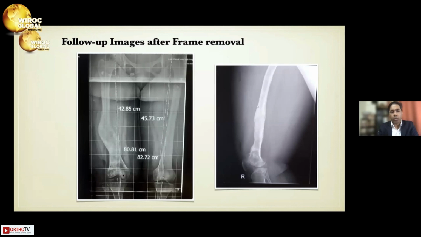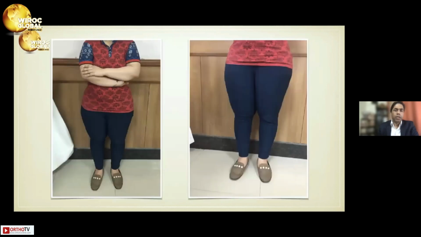This was the final follow-up picture. The mechanical axis is well aligned. This is the lateral image. And these are the final follow-up pictures of that child. She is a medical student. Just now she is pursuing her MBBS.